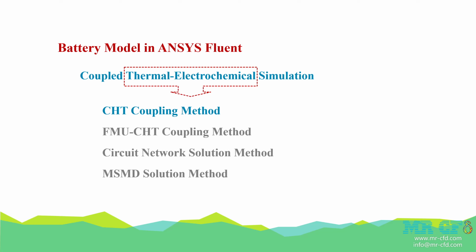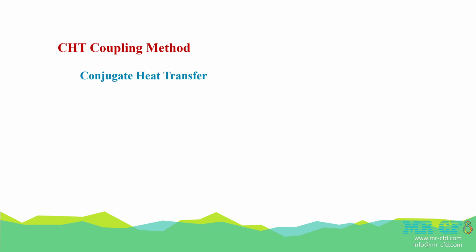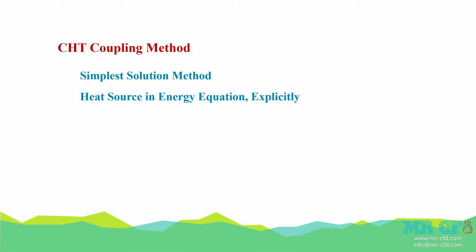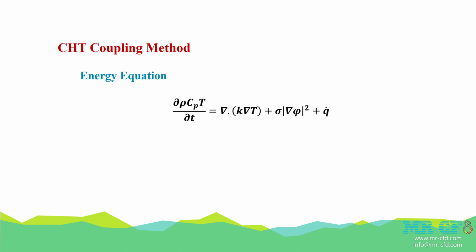CHT coupling method, FMU-CHT coupling method, circuit network solution method, and MSMD solution method. First, we refer to the CHT coupling method, derived from conjugate heat transfer. CHT is considered the simplest solution method. We assume that we already know the heat generation rate during battery operation. So in the thermal analysis, we determine the heat source term in the energy equation explicitly and directly. According to the CHT approach, this energy equation is solved. A single potential equation is solved in the passive zones to obtain the Joule heating.